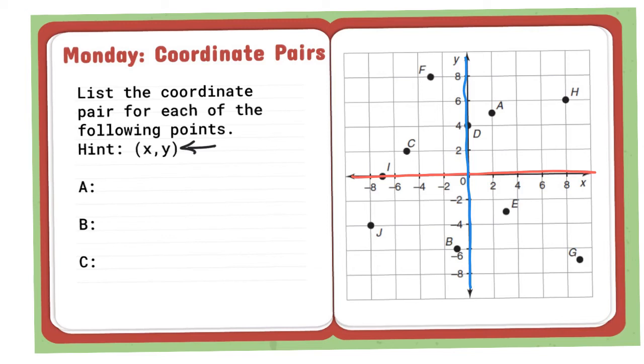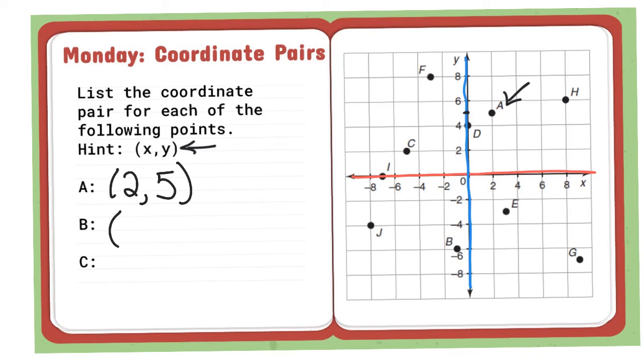Okay, so if we're looking at A, here's A right there. I would look at my x first. Where is it on the x? It's at the 2. So we're going to put a parenthesis, 2, and you can type right in this box. And then I'm going to go over here to my y, and I can see that it's halfway between the 4 and the 6. Well, 5 is halfway between the 4 and the 6. So this one should be 2, 5.